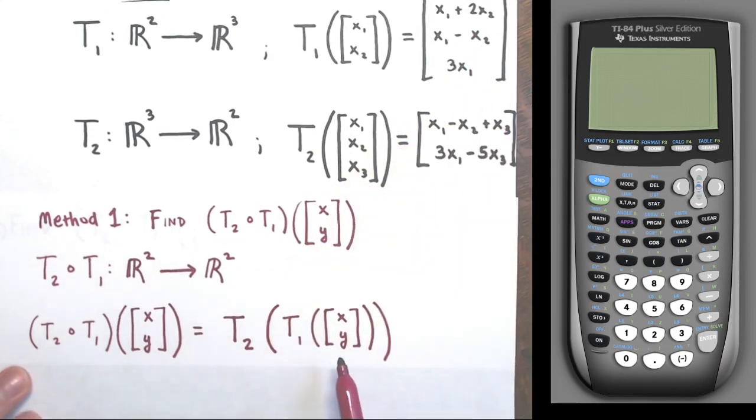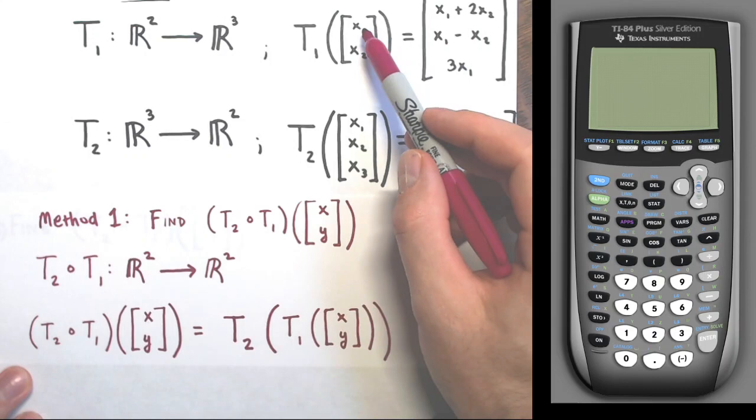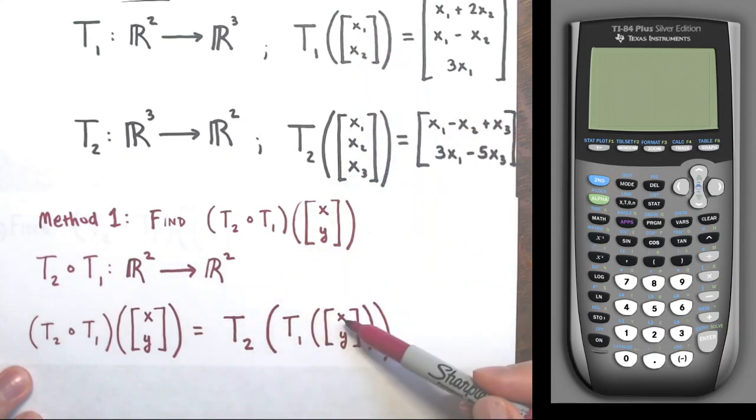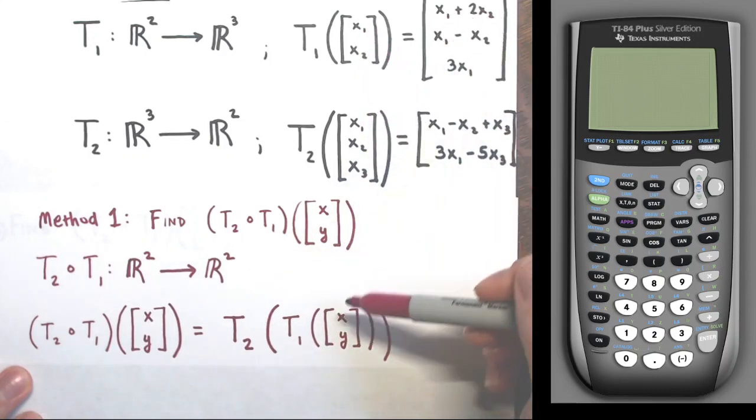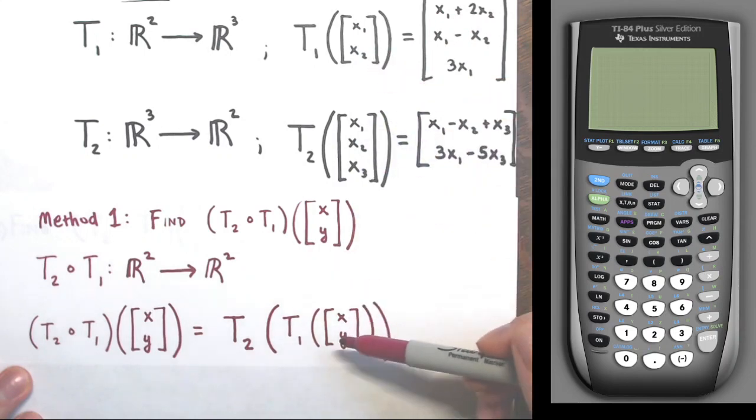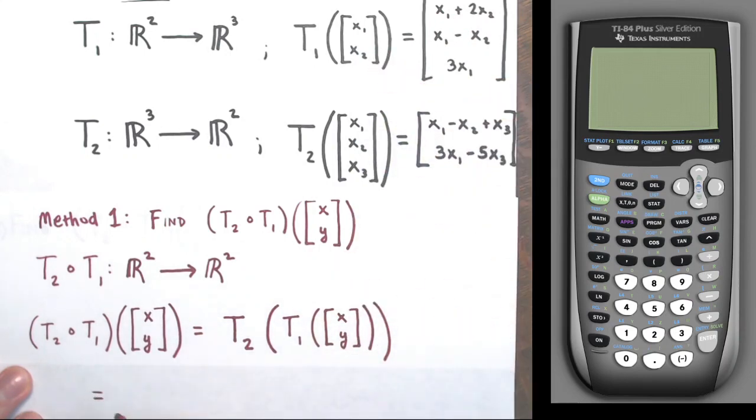So again, here's T1 and T2. So I'm going to take xy and apply T1. So instead of x1 and x2, I have x and y. So everywhere there's an x1, replace it with x. Everywhere there's an x2, replace it with y. So this is equal to T2 at T1 of xy, I'm going to put in here.